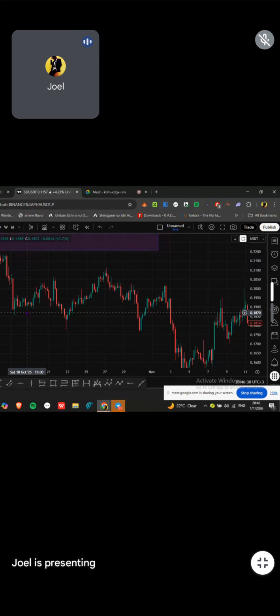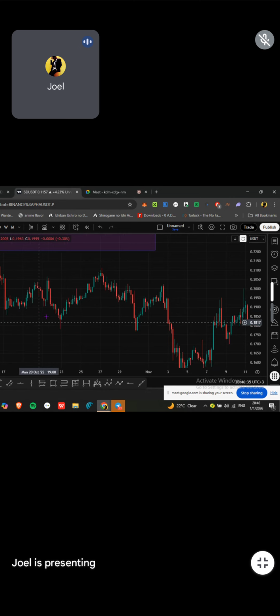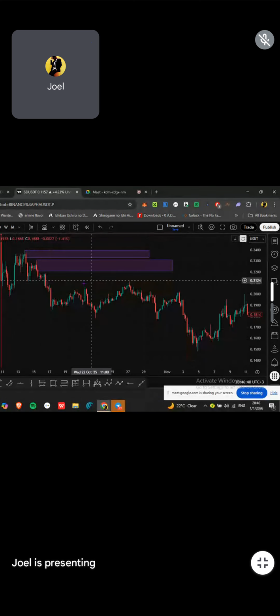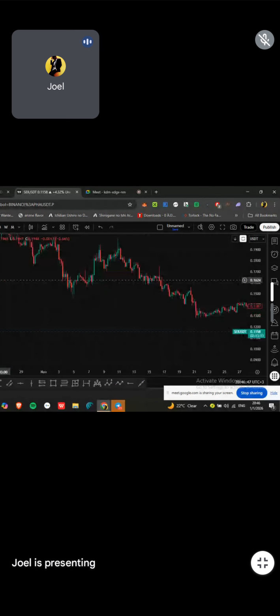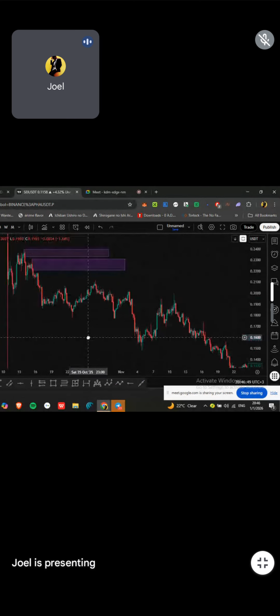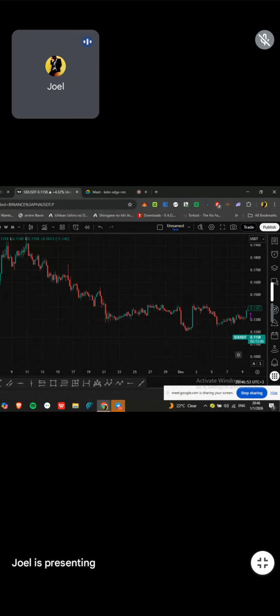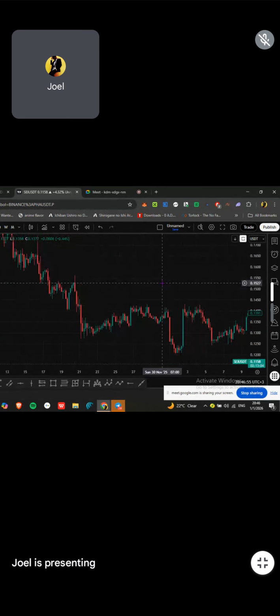You have to understand that there are three types of order blocks. Where you see multiple wicks in an area, there'll be an order block there. Where there's consolidation, there'll be an order block.